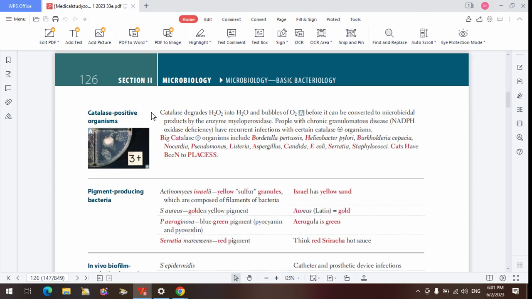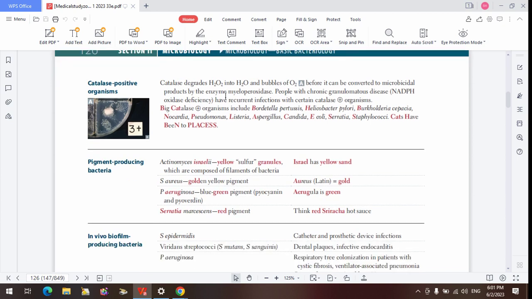These people now. Anaerobes. Anaerobes. This is the mechanism. You can see, they lack catalase because catalase helps to degrade hydrogen peroxide into water and oxygen.